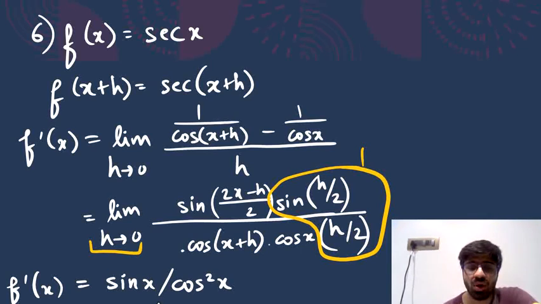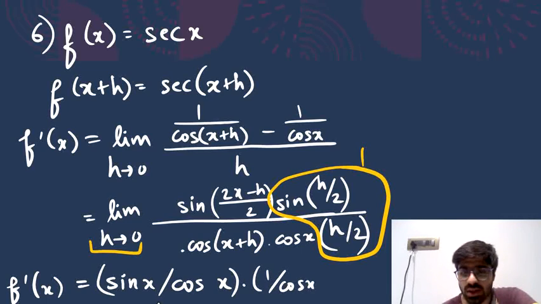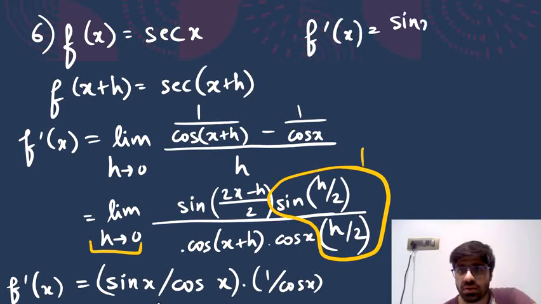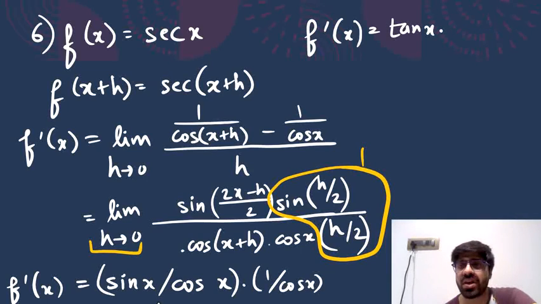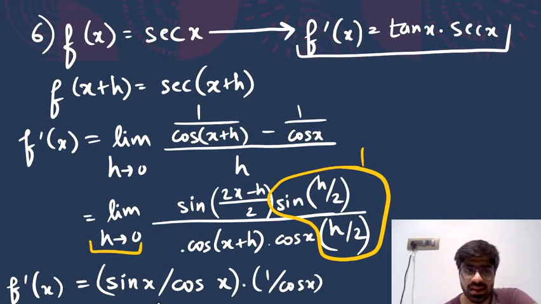Okay, sin x upon cos square x, we can write it as sin x upon cos x into 1 upon cos x. Let me just write that properly over here. So we are getting f dash x as sin x upon cos square x, and I'm telling you to write cos square x as cos x into cos x. Sin x upon cos x will be equal to tan x, and this 1 upon cos x will be equal to sec x. Okay, so if f of x is sec x, the derivative, that is f dash x, will be equal to tan x into sec x. And that's how we have proved our sixth question.